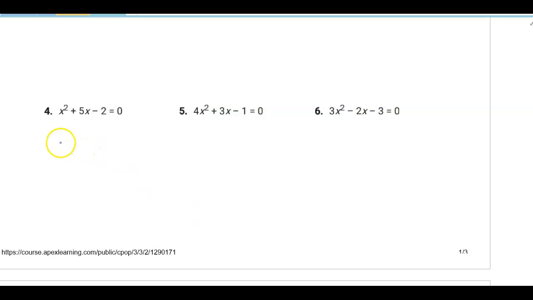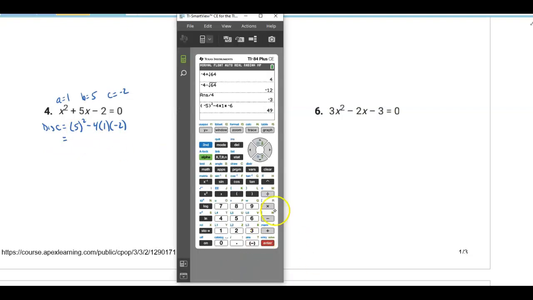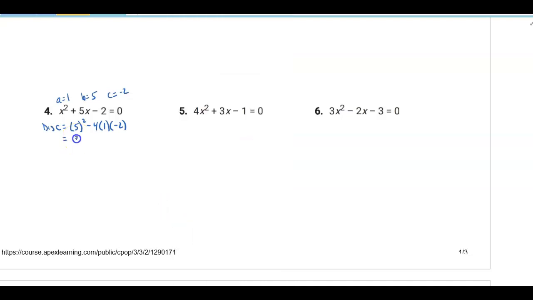So for number 4, now this is where it gets a little more chaotic, right? So I know a is 1, b is 5, c is -2. So right away I evaluate the discriminant. So 5 squared minus 4 times 1 times -2 gives me a discriminant of, I go to my handy dandy calculator, 5 squared minus 4 times 1 times -2, and I get 33.